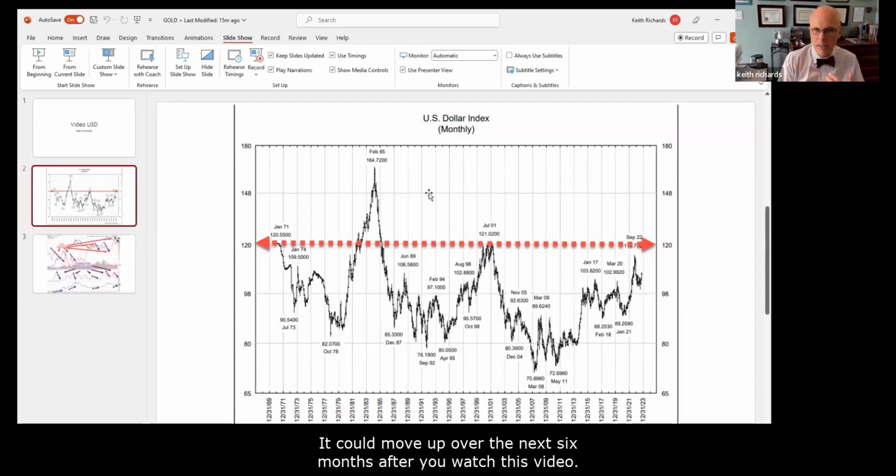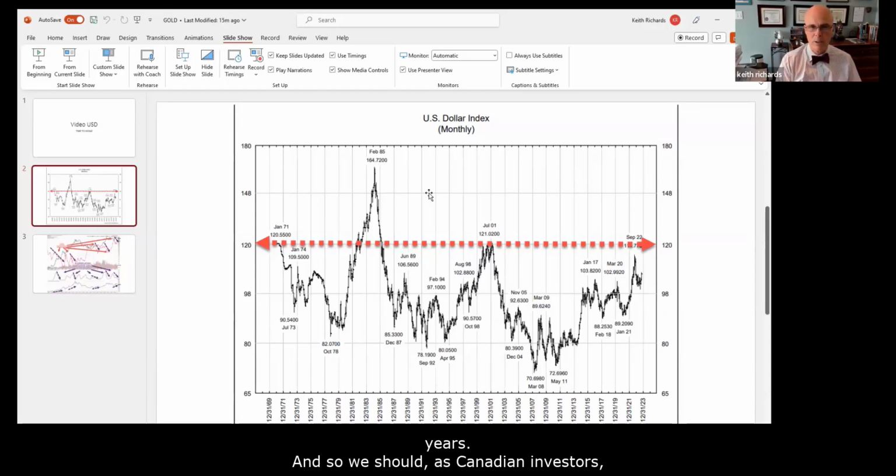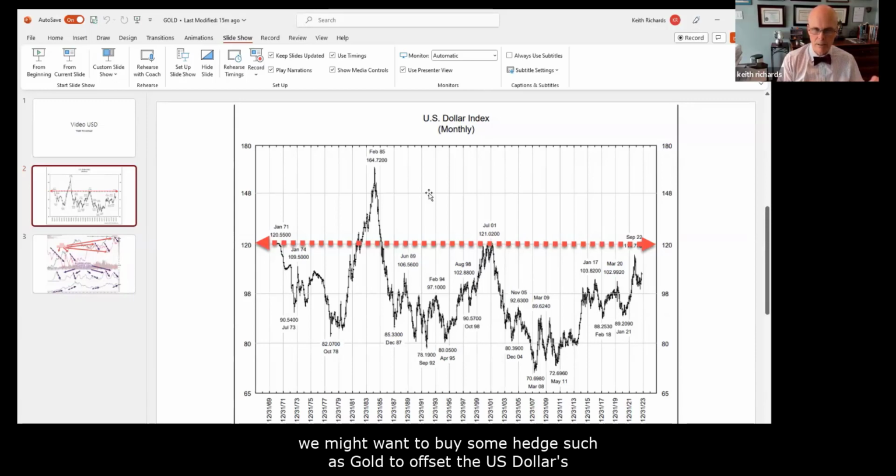It could move up over the next 6 months after you watch this video, but the point is it's kind of a long-term macro cycle that I might suggest is going to play out over the coming months or years. And so we should, as Canadian investors, if we hold a US dollar account with US securities, we might want to buy some hedge, such as gold, to offset the US dollar's decline.